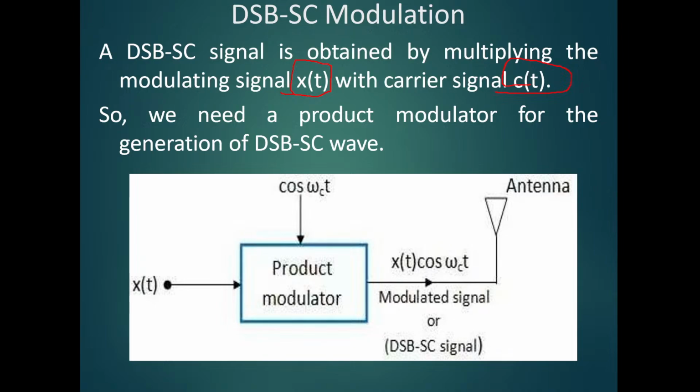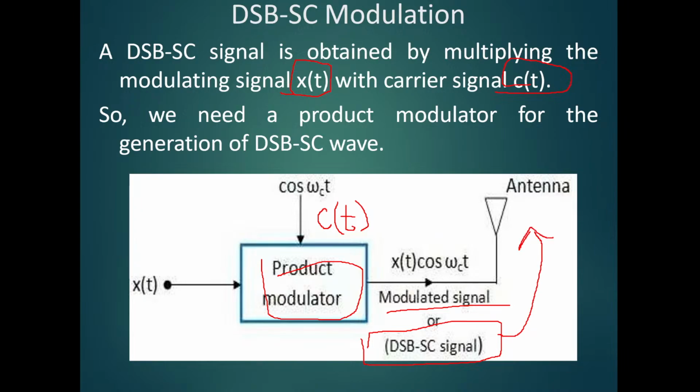Now how is it obtained? It is very simple. We use a product modulator. When you give the input x of t, which is our modulating signal, and c of t, which is our carrier signal, and they are multiplied together, we get an output modulated signal, which is nothing but our double sideband suppressed carrier signal. Now, this signal is then propagated through the channel.